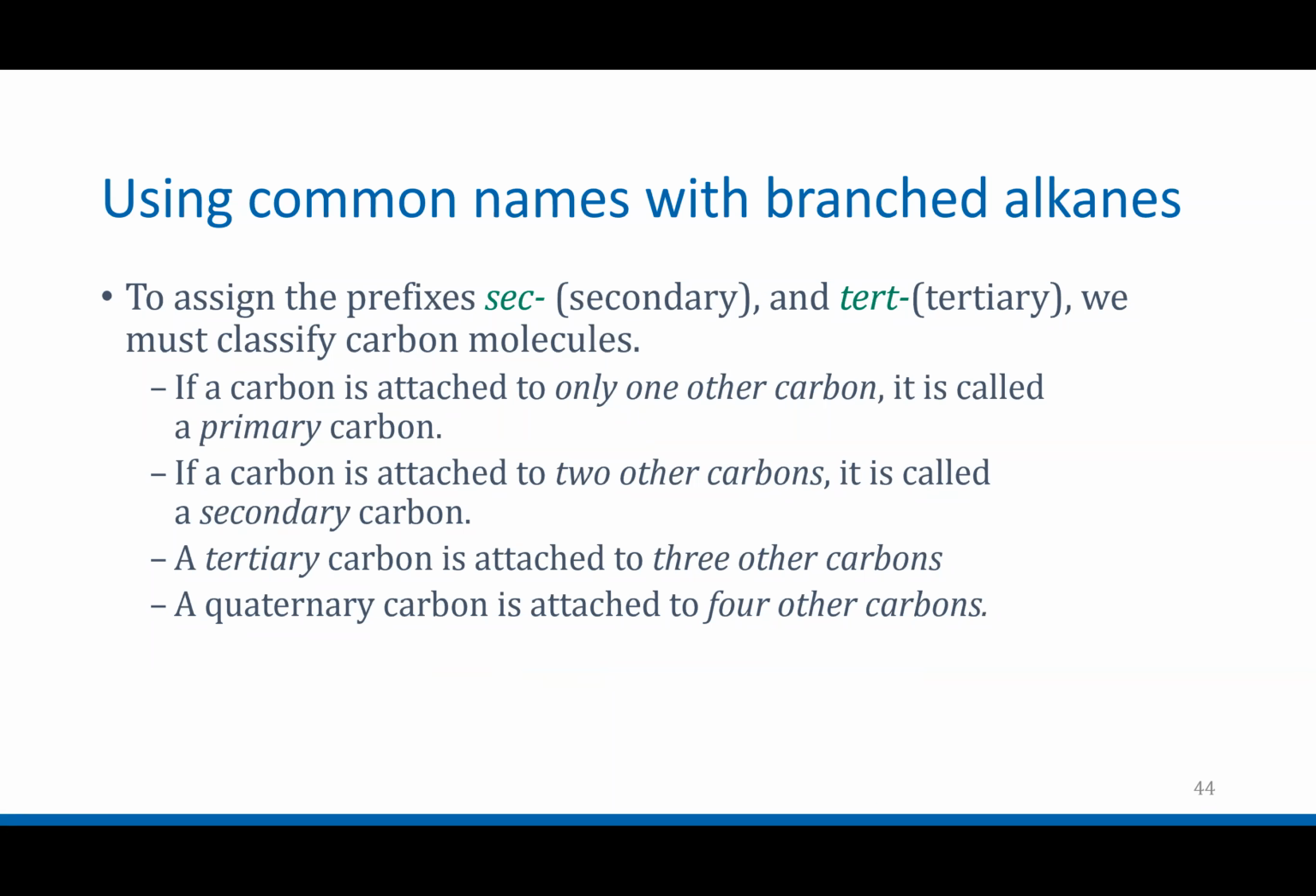The only other 2 prefixes you need to know are sec and tert, which are shortened words for secondary and tertiary. We're going to look at this a lot more in Unit 6 when we deal with alcohols, because you can have primary, secondary, and tertiary alcohols. So if a carbon is attached to only one other carbon, we would call that a primary carbon. Let me give you an example here.